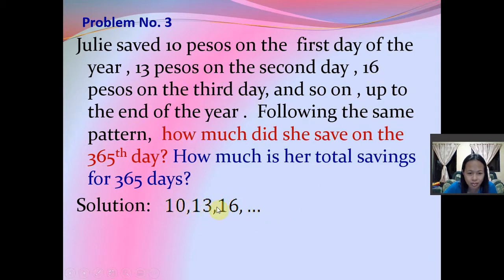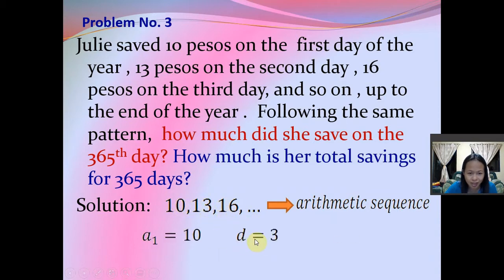Looking at this pattern, what do you think is the kind of sequence we are talking about here? That is an arithmetic sequence. We have 10, 13, 16. It's an arithmetic sequence since we add 3 to each term to get the next term. So our common difference there is 3. Our first term is 10, our common difference is 3, and we are looking for two things here. Her savings on the 365th day, so we have the A sub 365.